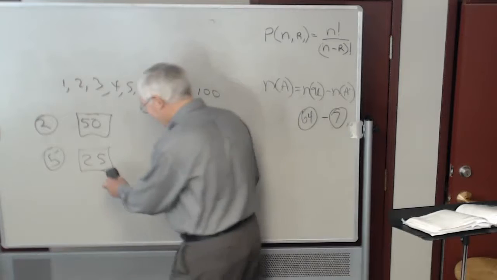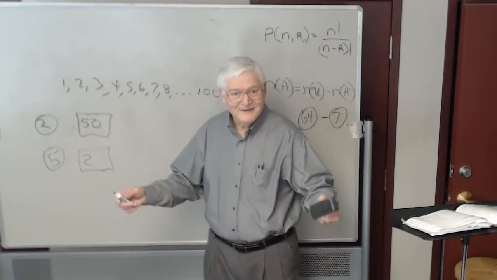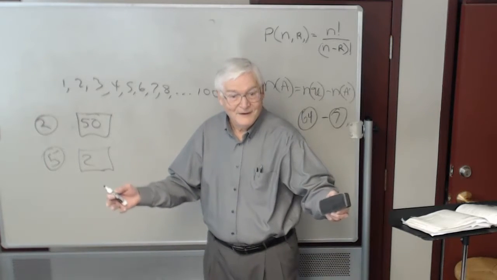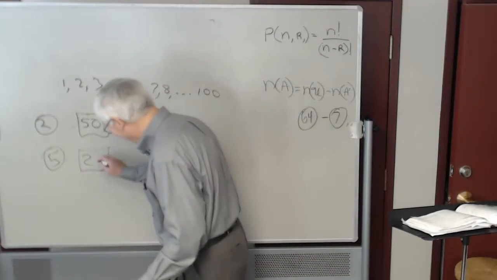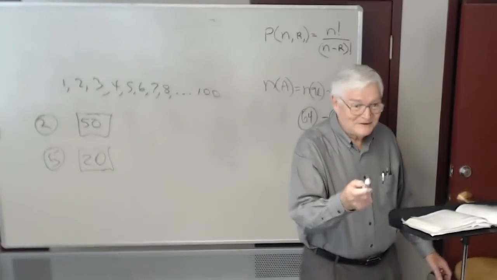Wait. 5, 10, 15, 20, 25, 30, 35, 40, 45, 50, 55, 60, 65, 70, 75, 80, 85, 90, 95. It's 20. I said that in my head, and then she did it by accident. But did you see what she was doing? You just take your fingers.